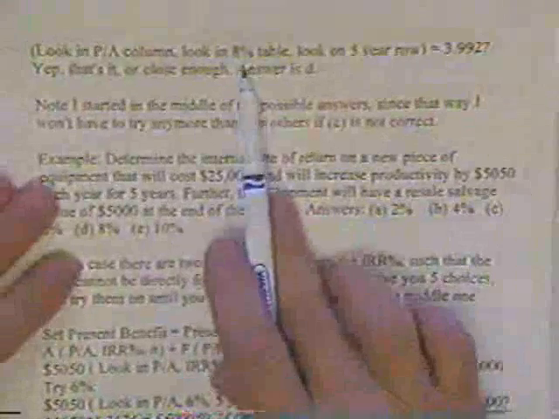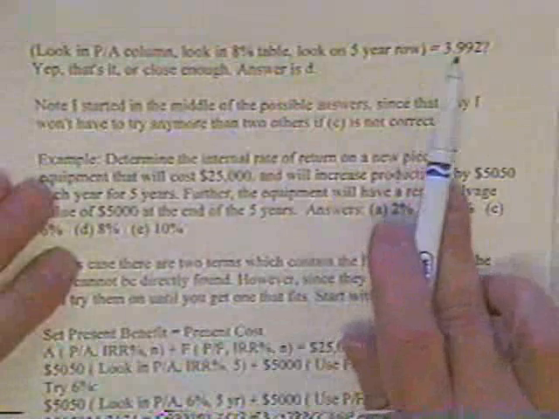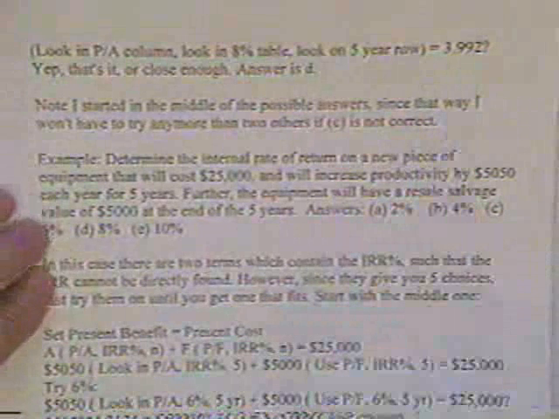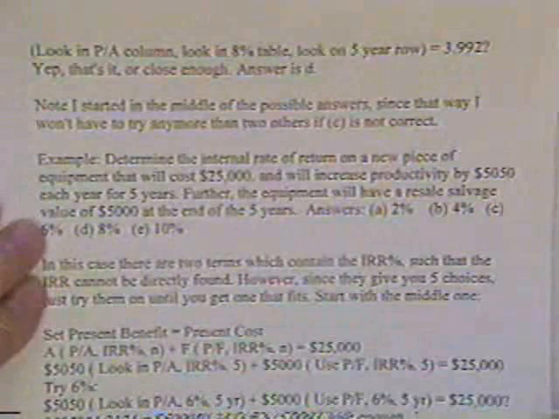Now for 8%, if you look in the 8% table, yes indeed, that is pretty close to the number that we computed it should be, and so the answer has to be D.